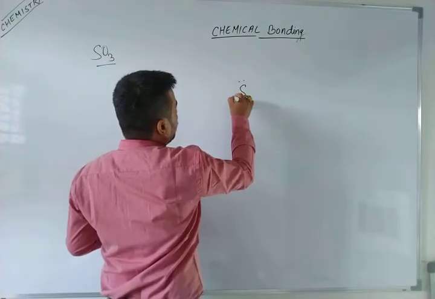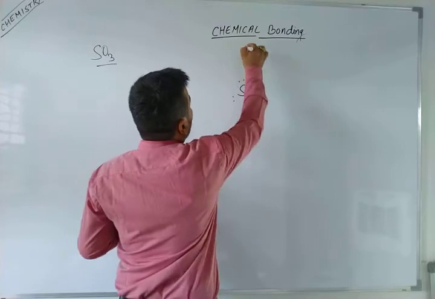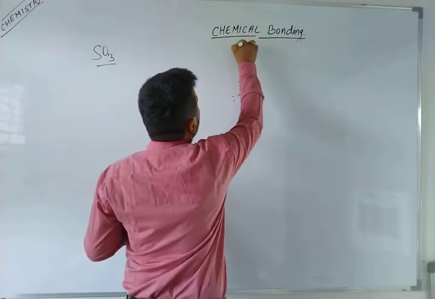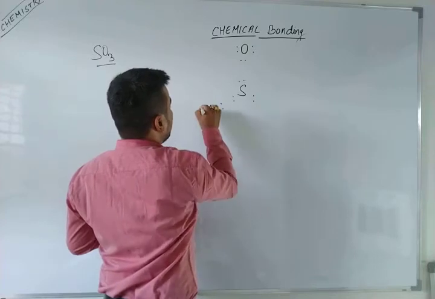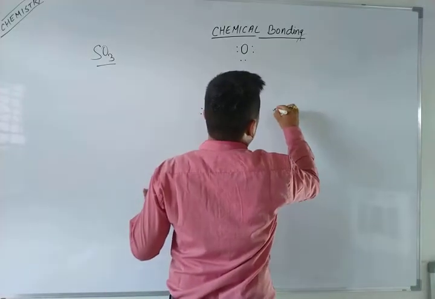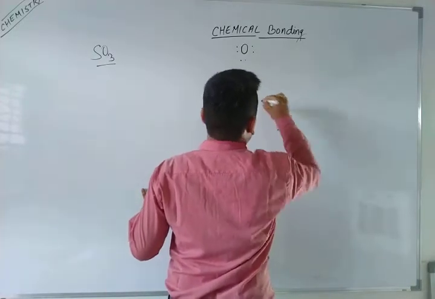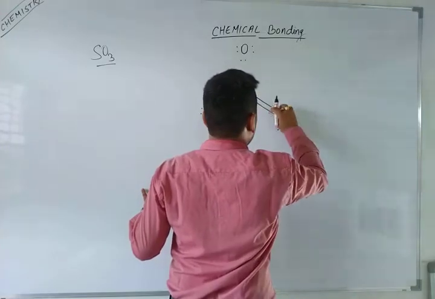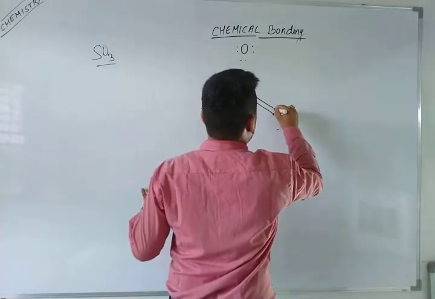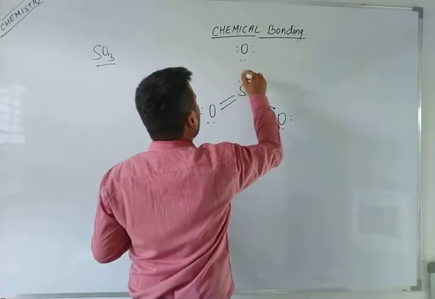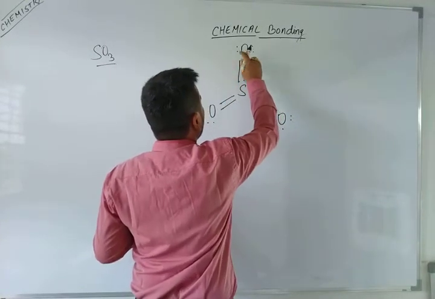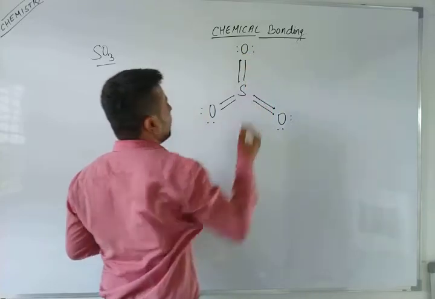Sulfur 1, 2, 3, 4, 5, 6. Oxygen 1, 2, 3, 4, 5, 6. Oxygen. Okay, so this is your diagram.